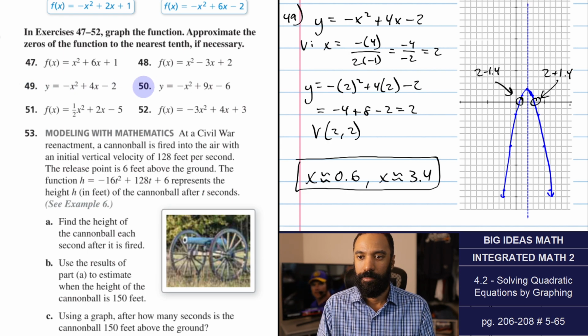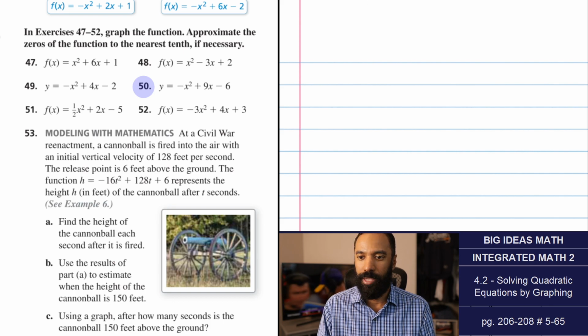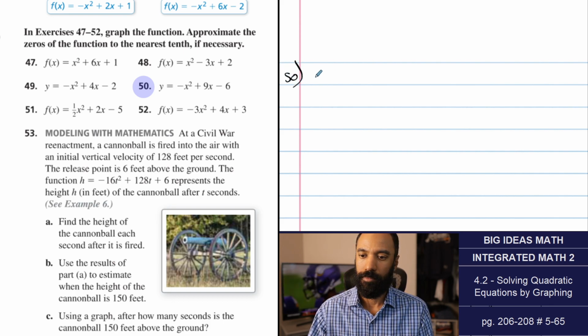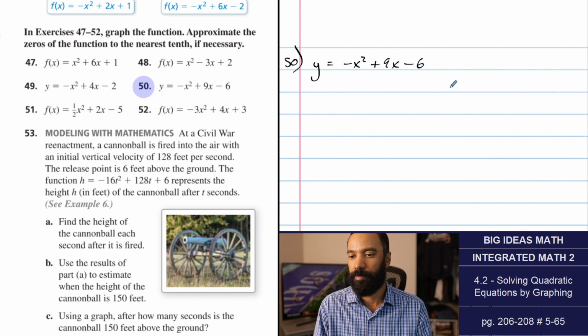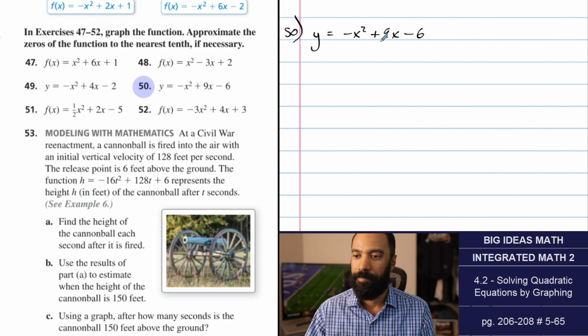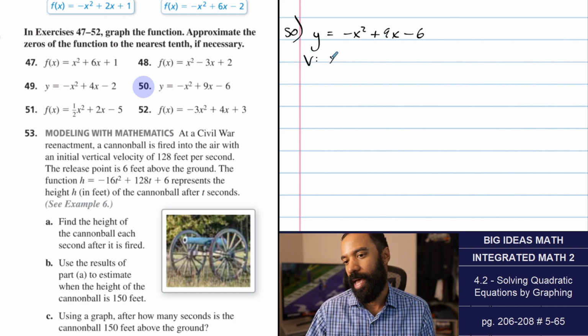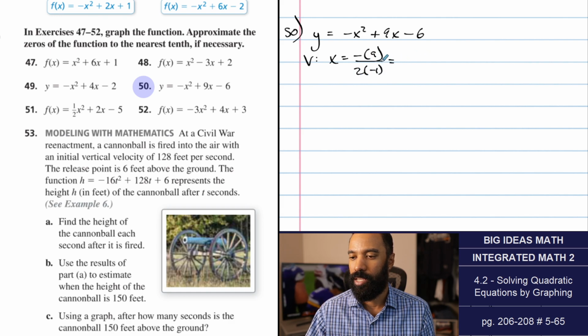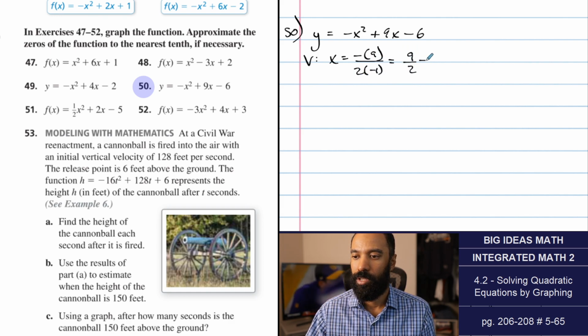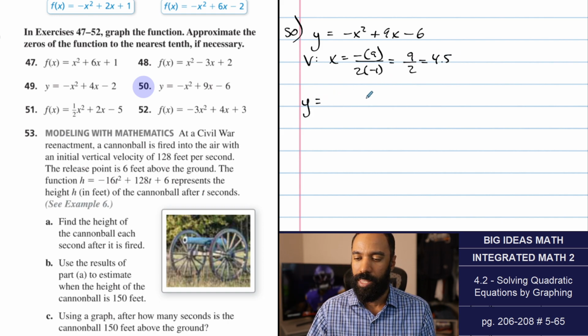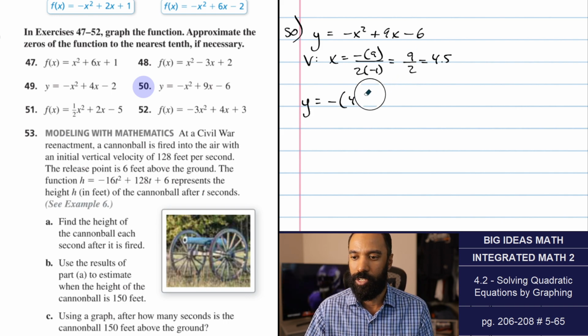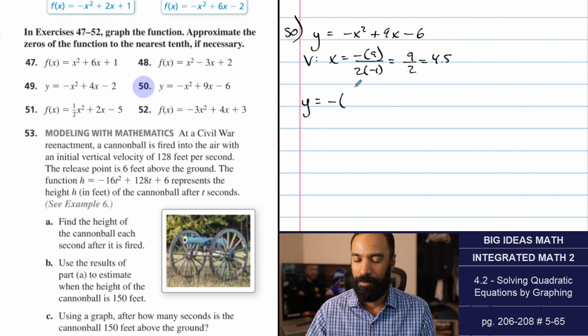Okay, number 50. Not factorable again. Y equals negative x squared plus 9x minus 6. Not factorable. Let's go to the vertex. X is negative b over 2a, which is positive 9 halves, or 4.5. For the y value, I'm going to use fractions because I don't know what 4.5 squared is. I should, but I don't.